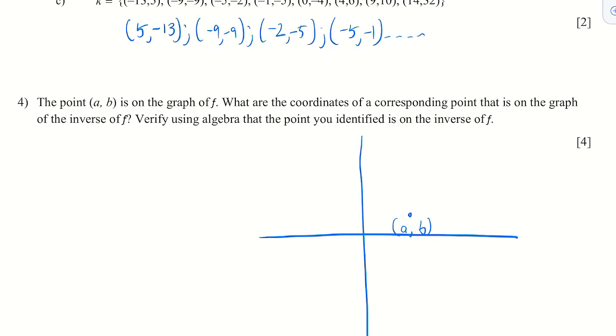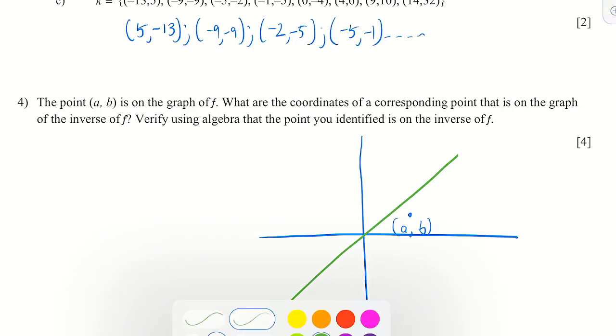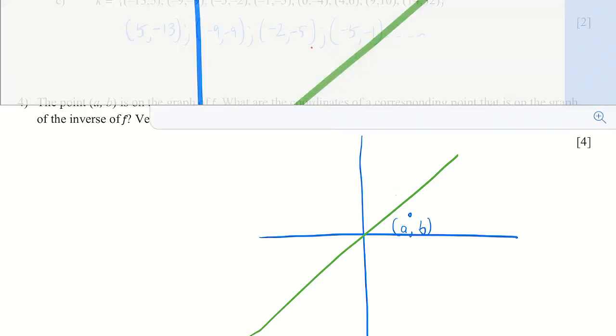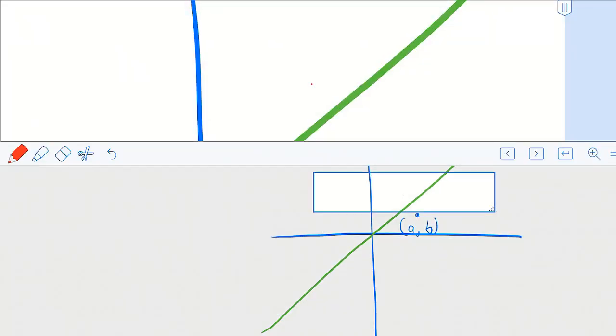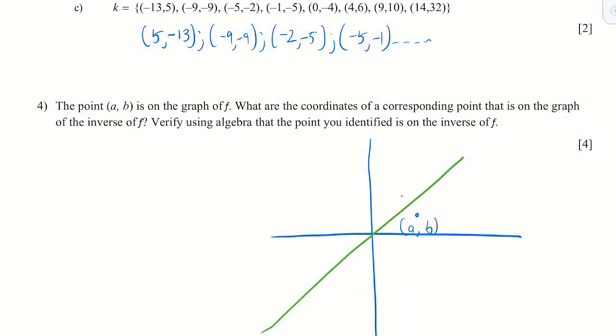Right, here's my point. And I'm trying to figure out where that other value is going to be at its inverse. Well, I do know that if I have the y equals x line, the point is going to be located directly across from it. It's going to be a reflection on the opposite side and the same distance away from that point. That is going to lead us to the point right here.